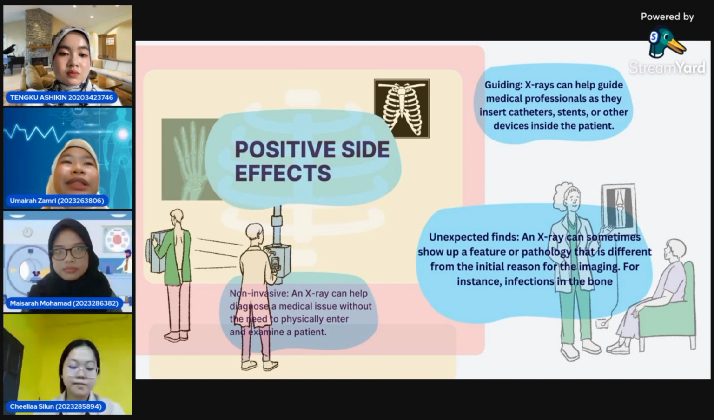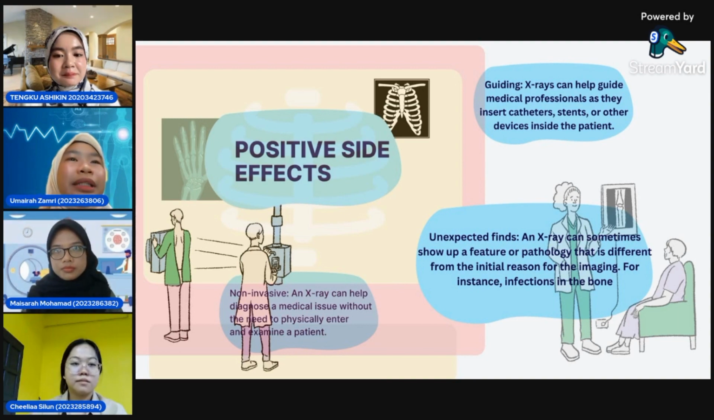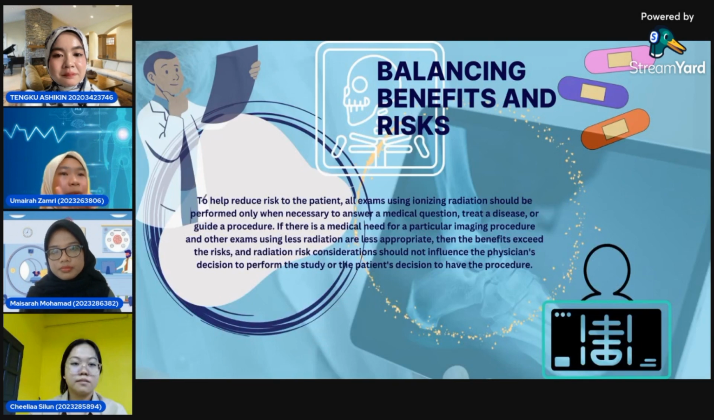So the next is unexpected finds. An X-ray can sometimes show up a feature or pathology that is different from the initial reason for the imaging. For example, infection in the bone, gas or fluid in areas where they should not be, or some types of tumors. Okay, so the conclusion, this is my conclusion: balancing benefit and risk.